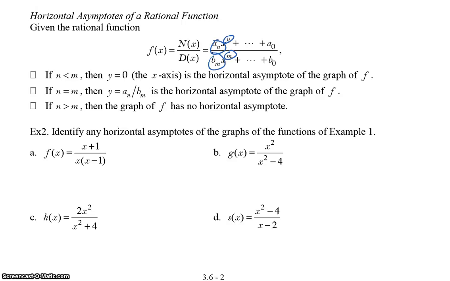So there are three possibilities depending on the relative size of the degree of the numerator and the degree of the denominator. If a rational function has a horizontal asymptote, it will have no more than one. It will either have none or one. A rational function cannot have more than one horizontal asymptote.